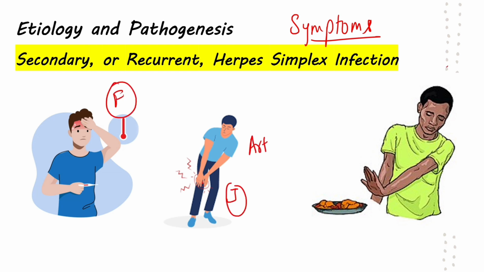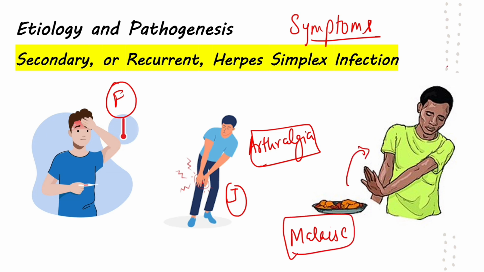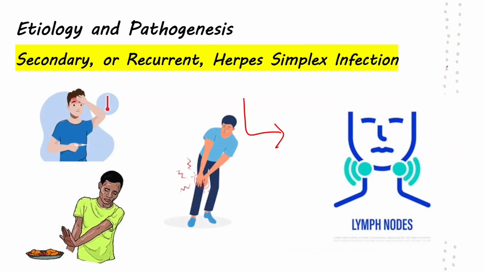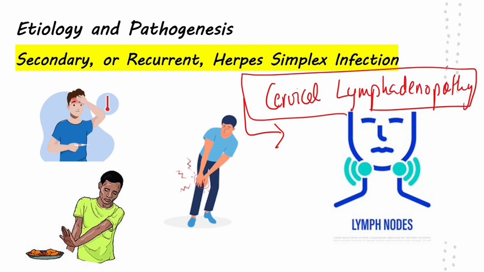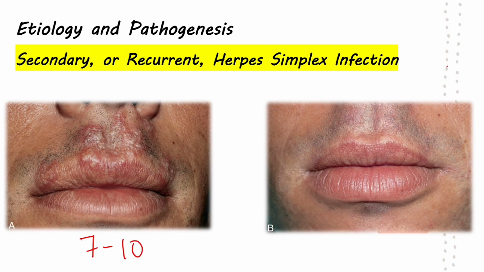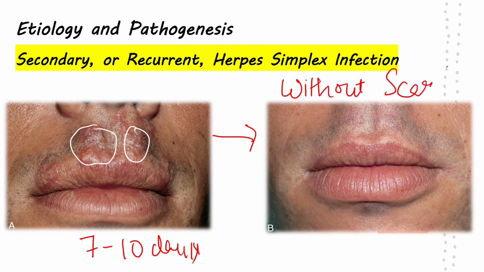Lesions in the primary herpetic gingivostomatitis are accompanied by several symptoms, including fever, joint pain, which is also known as arthralgia, general discomfort or malaise, loss of appetite or anorexia, headache, which will be common, and swelling of the lymph nodes in the neck, known as cervical lymphadenopathy. The primary infection lasts around 7 to 10 days. After 7 to 10 days, the lesions will start to heal, and this usually happens without leaving scars. That means the primary infection heals without leaving scars in most cases.